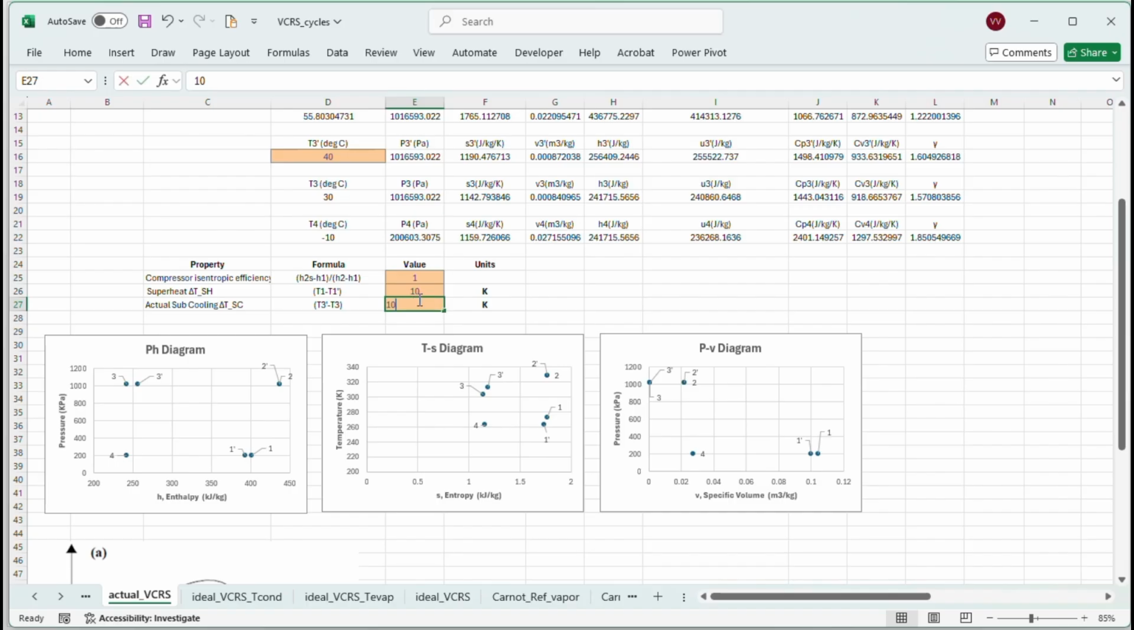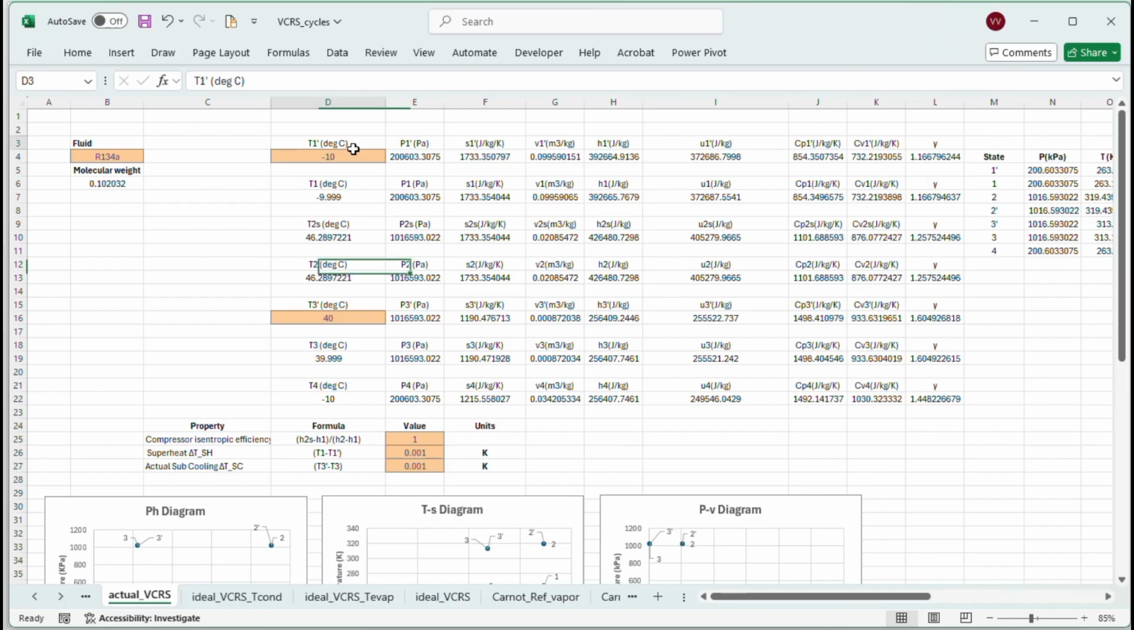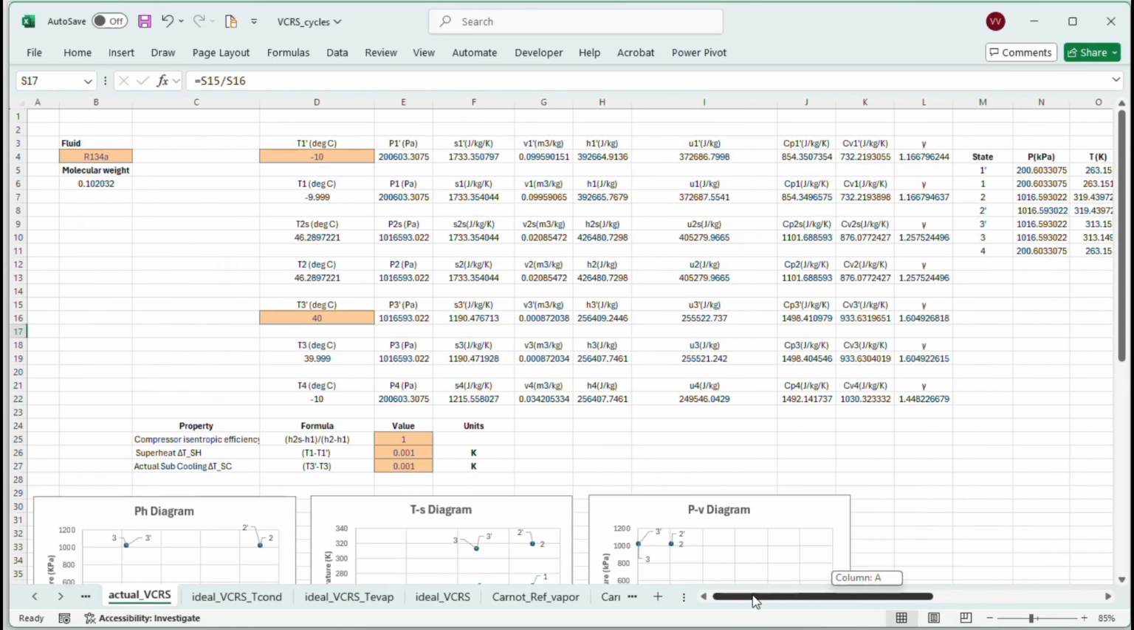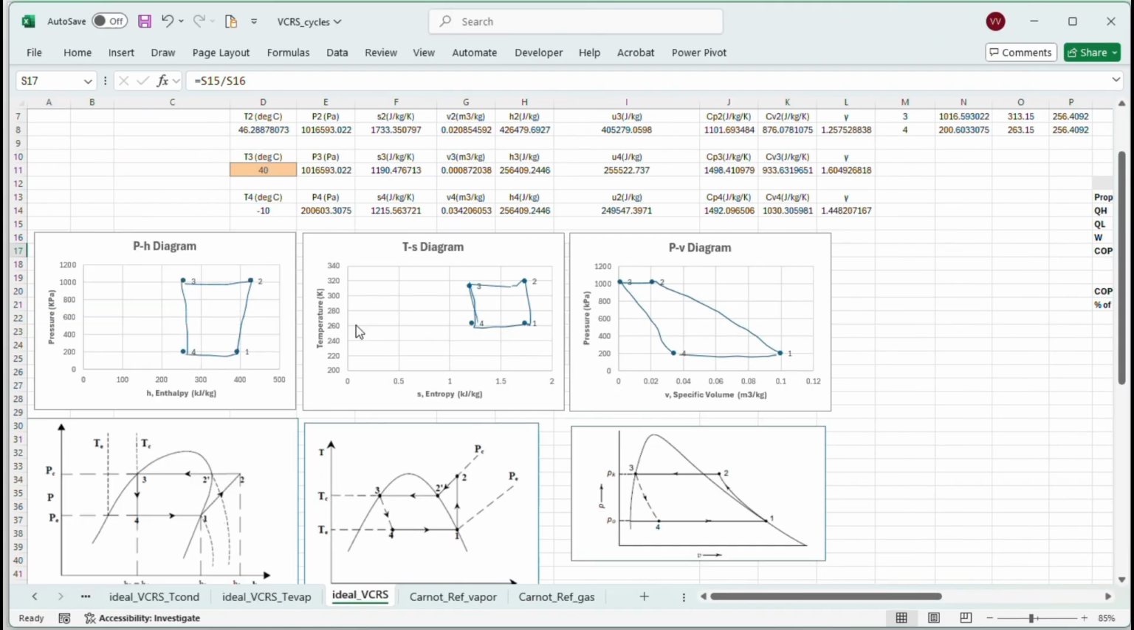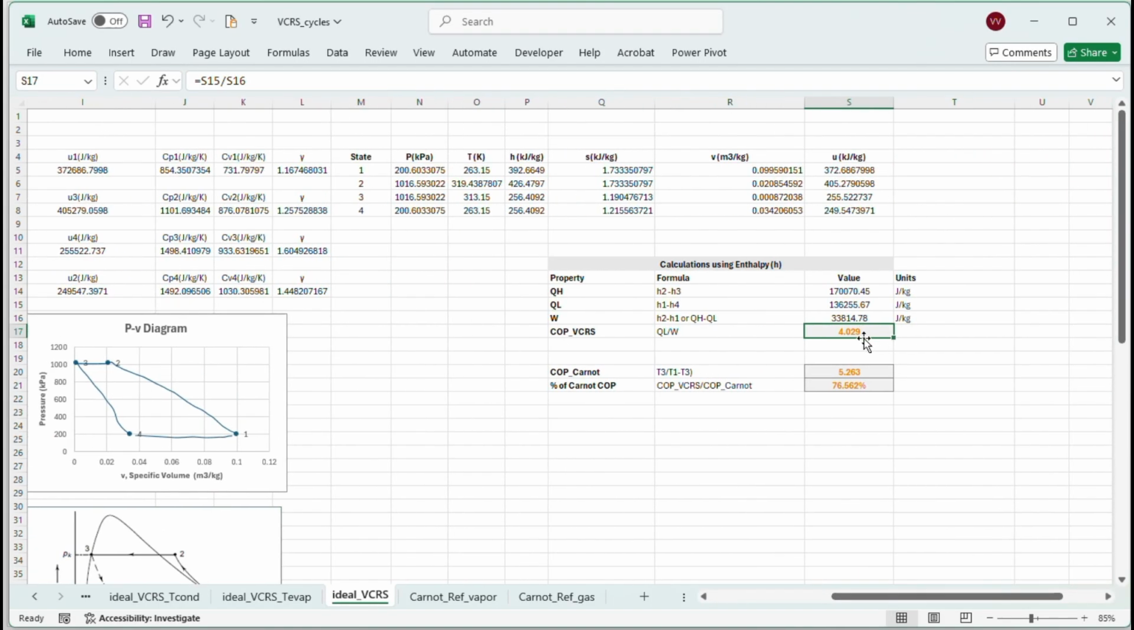For now, I'm going to put them to a really low value. Don't put them as 0, it will give an error here because of the way the calculation is set up. You can put it at a really low value. Make sure you put the isentropic efficiency of the compressor at 1, and we'll change that later. So minus 10 and 40 for R134a, you're getting the same efficiency that you saw in an ideal VCRS. So if you have an ideal VCRS, minus 10 and 40, you'll get very close to the value that I just showed you, 4.029.